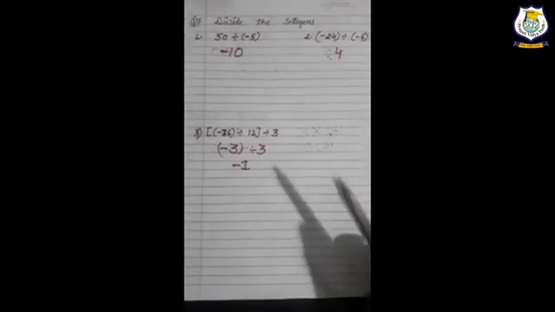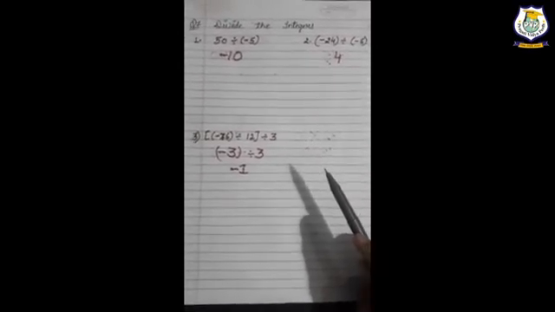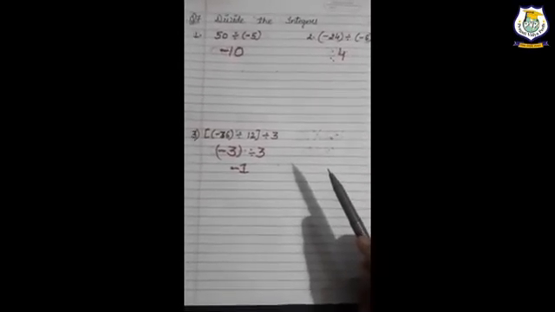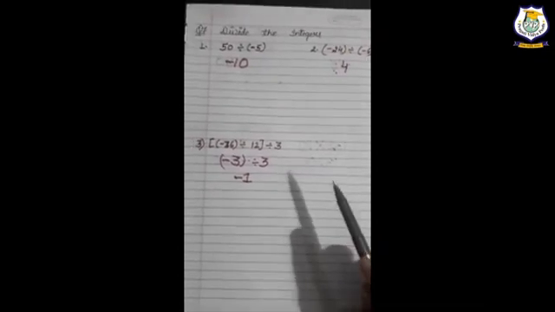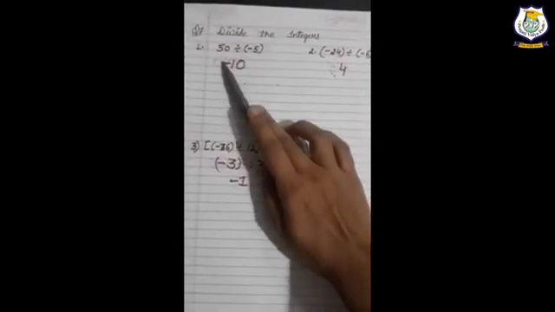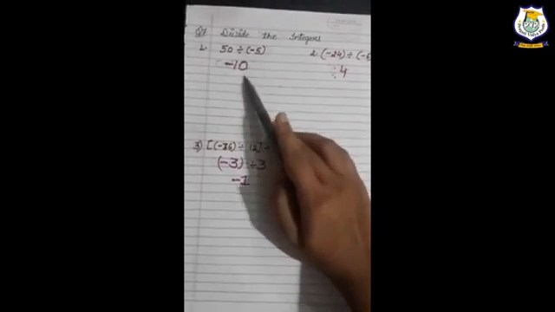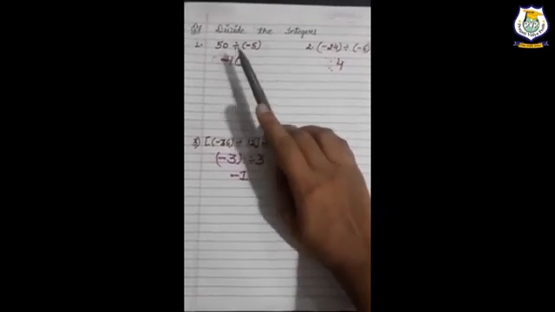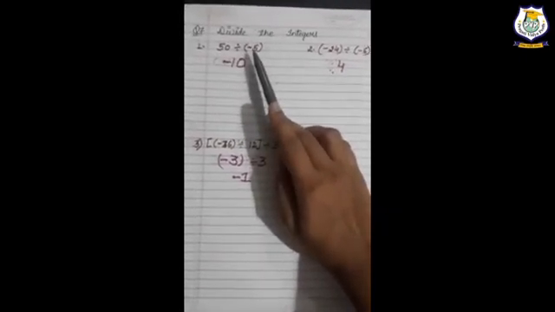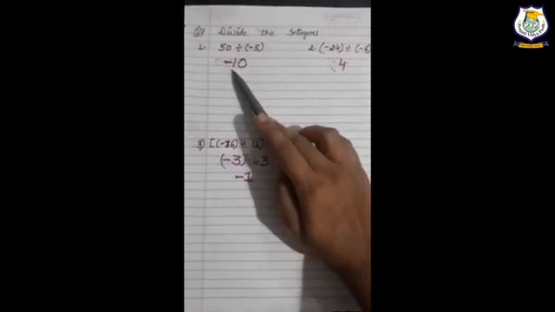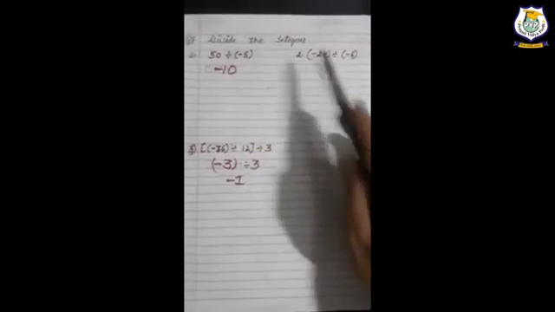Division of integers is also the same as the multiplication of integers. The same rules we are following in the division of integers also, right? 50 divided by minus 5: 50 divided by 5, we are getting 10. One is positive, one is negative. Opposite signs are there, then the answer will come with the negative sign.